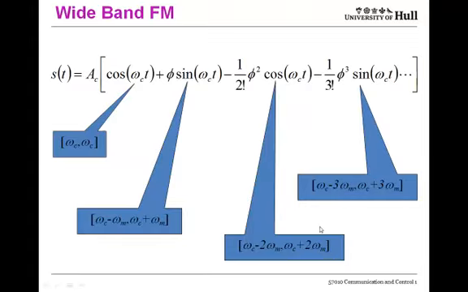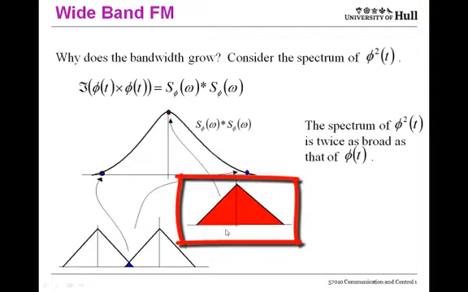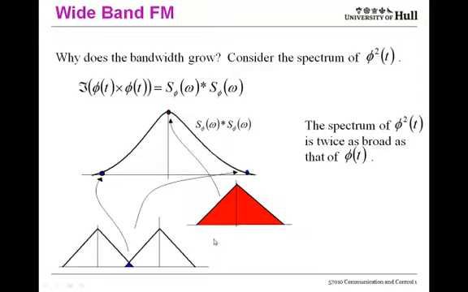So the question is, why does phi to the n have a bandwidth of 2n omega max? To understand that, we have to look at the convolution. So let's say this triangle is the spectrum of our message signal, phi. How wide is phi times phi? So how wide is the spectrum for phi squared?